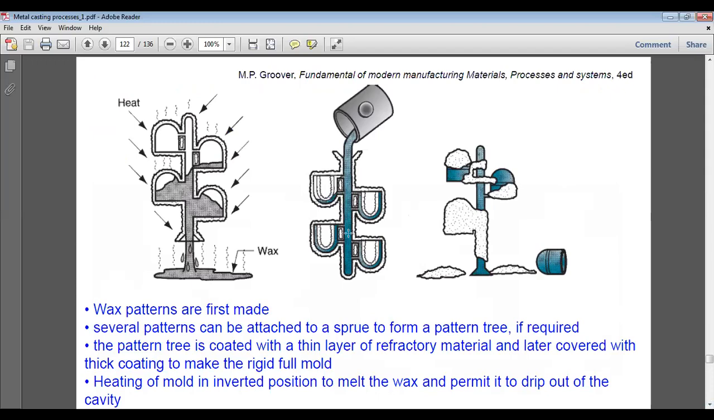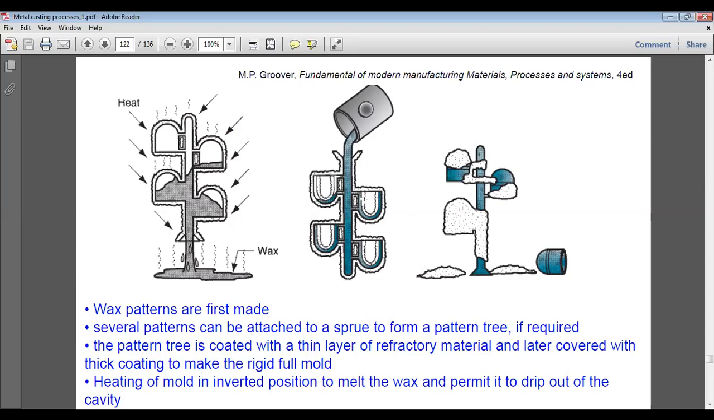So the wax patterns are first made, and several patterns can be attached. The molten wax is taken out, leaving a cavity, coming out of the mold and creating a cavity for the molten metal, and the molten metal will replace the wax. Once it replaces it, it is given solidification time, and after cooling and solidification, the mold is opened and the part is taken out.